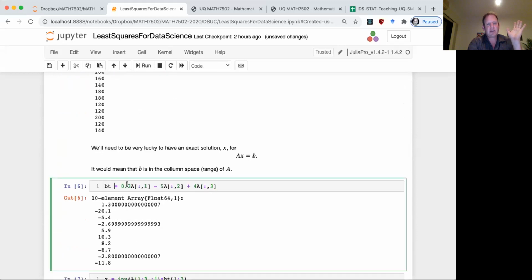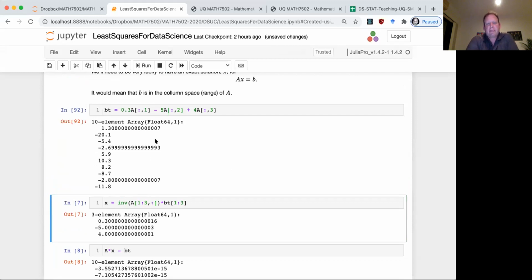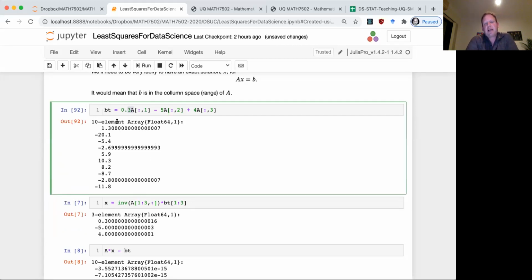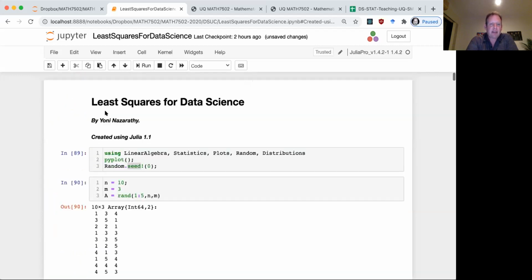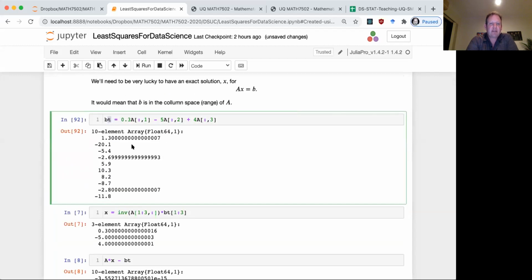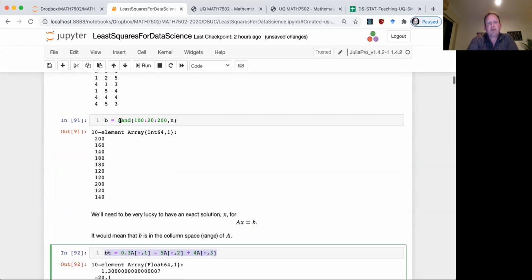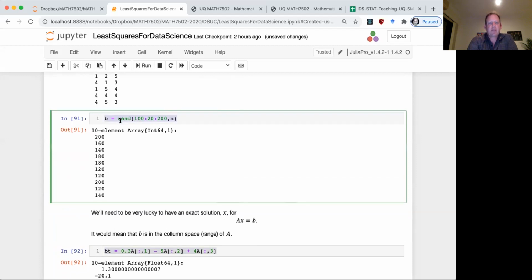So what I'm going to do is take a different one, this BT is like B tilde. It's going to be some linear combination of the columns of A. These are arbitrary, the 0.3, the minus 5, and the 4. These are the first column of A, second column of A, the third column of A. This is a linear combination of the columns of A. So now we know this BT is spanned by the columns of A, so the system of equations AX equals B exactly has a solution for this BT. Most probably it doesn't for this B, okay?